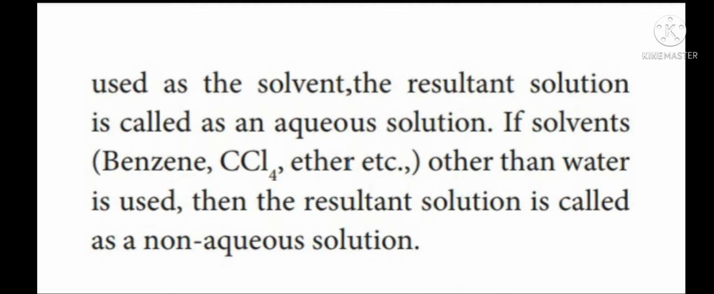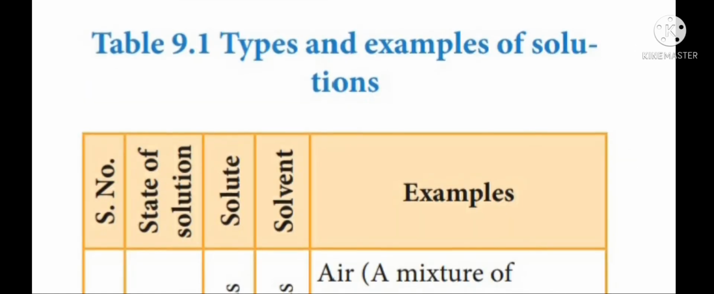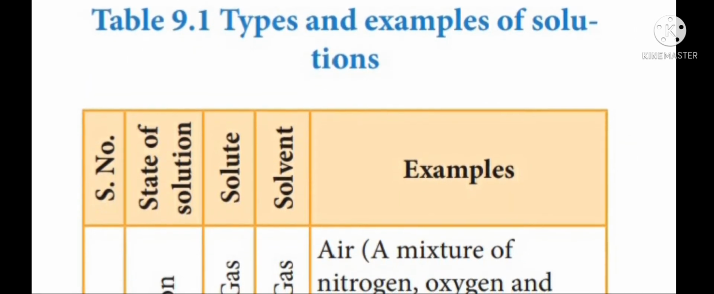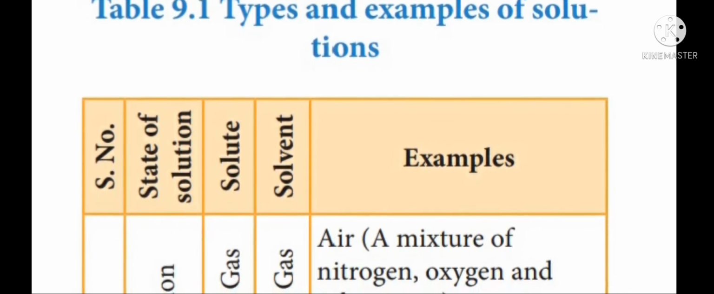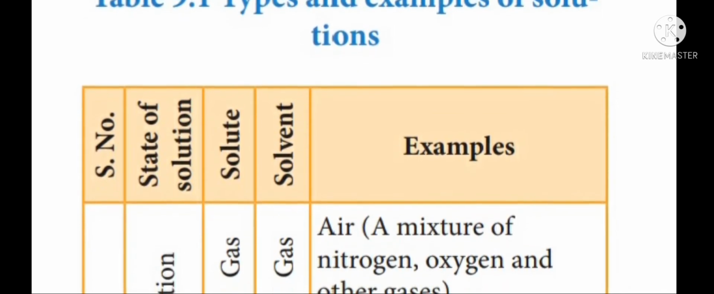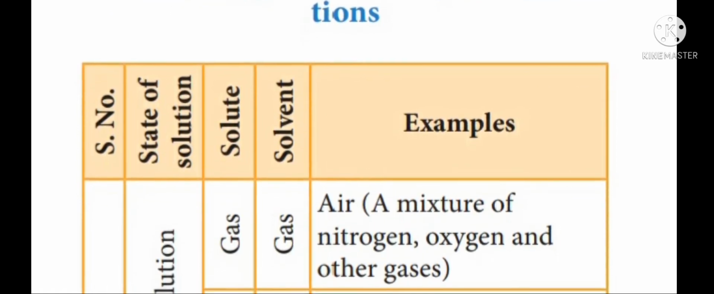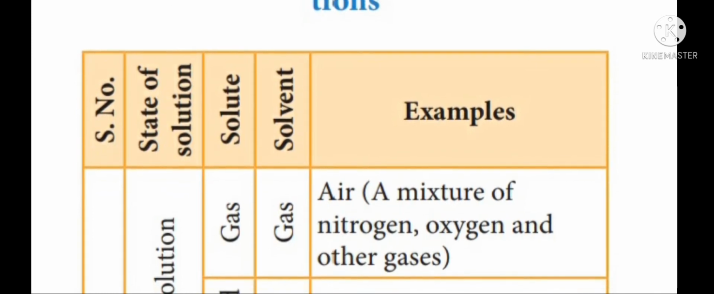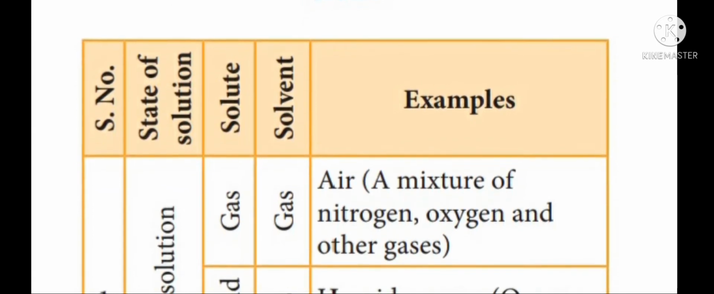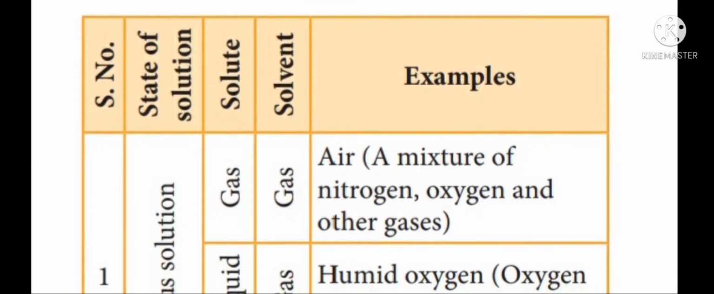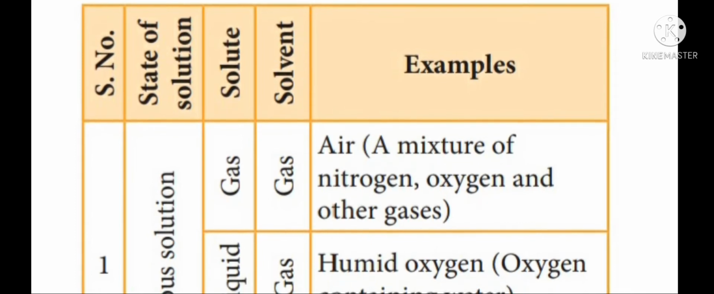Next, let me discuss different types of solutions based on the physical state of the solute and solvent. This tabular column contains state of solution, solute, solvent and example. Here we have three different types of solutions, namely gaseous solution, liquid solution and solid solution.